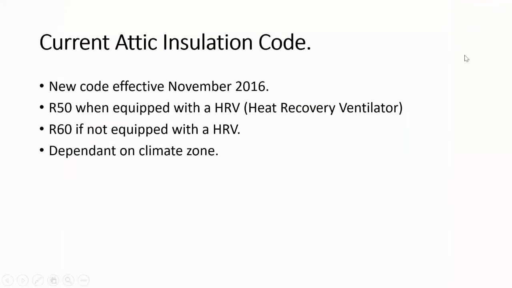So just a quick overview of the current attic insulation codes. There was a new code put into effect in November of 2016, so any homes built after that or permitted after that should be at these levels. The code is a little bit funky because there is a different side to it, but I'm just going to focus on what I think they call the prescriptive code. That would be R50 when the home is equipped with an HRV, and R60 if not equipped with an HRV.